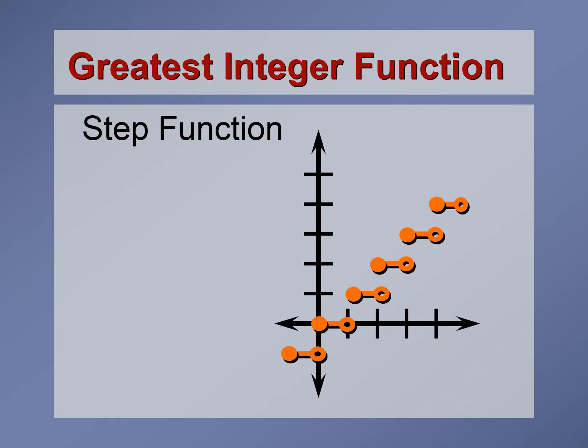So again, here's 0, 0, and then when x is 0.5, you're still at 0. When x is 3/4, you're still at 0. But when you get to x equals 1, then you get to jump up to be at 1. So this is what our graph looks like for the greatest integer function, which is also called the step function.